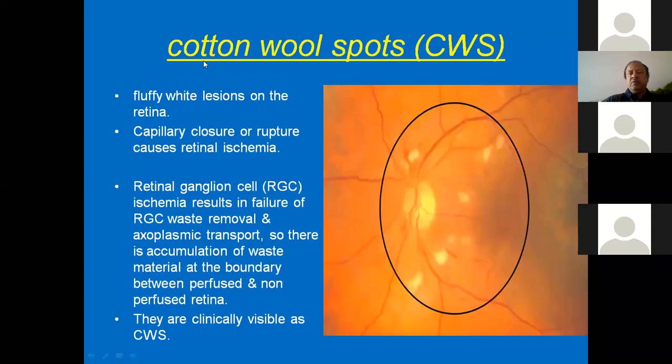Next feature, cotton wool spots or CWS. Now these white fluffy lesions on the retina are called cotton wool spots. These are flame-shaped hemorrhages and white fluffy spots are cotton wool spots. These are due to capillary closure or rupture causing ischemia.